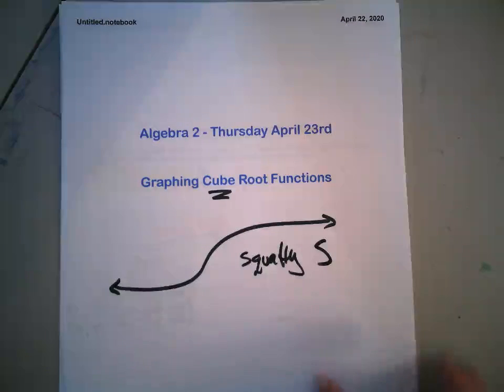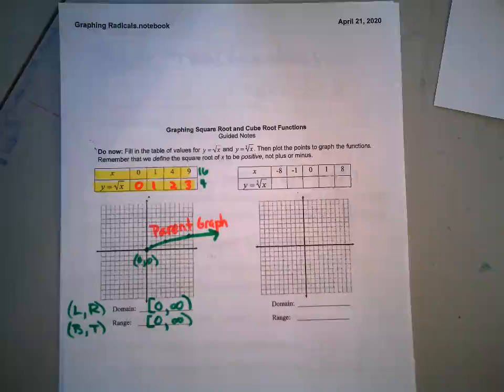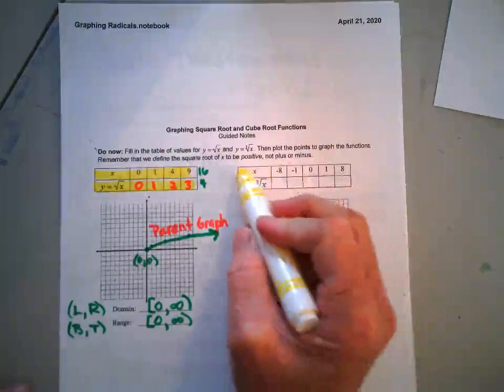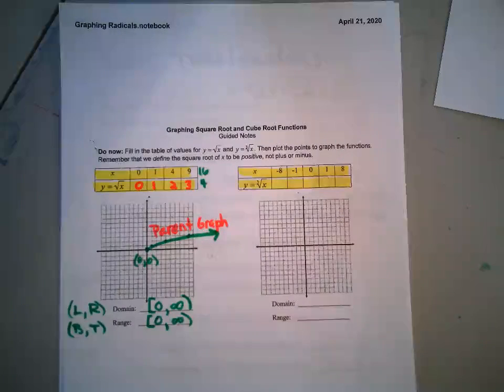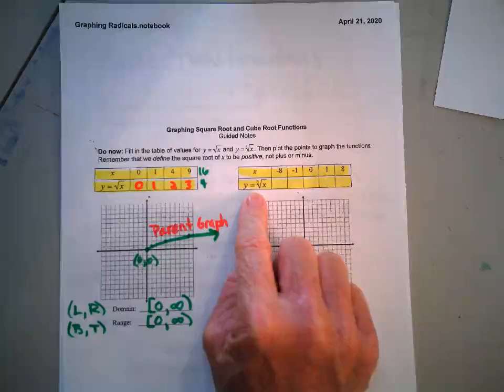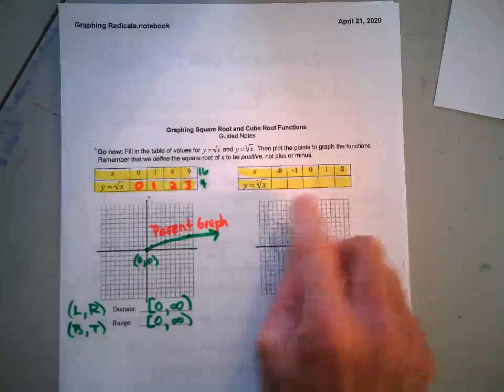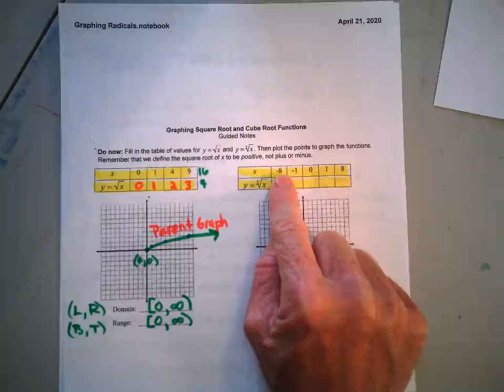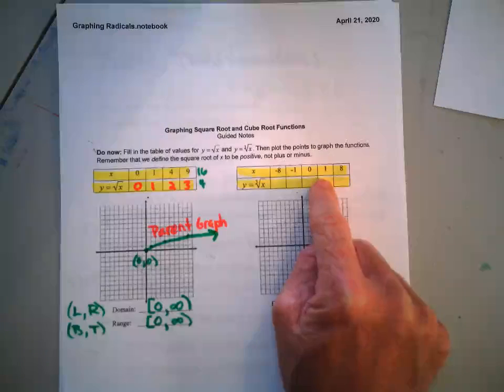You're going to see quite a bit of the same material that we looked at yesterday. Today we're going to do the cube root part of this. And so we're going to graph the parent function like we did yesterday. So again, when you don't know how to graph something, you use a T-chart. And in this T-chart, we have the perfect cubes. Yesterday we had perfect squares. Today we have perfect cubes.